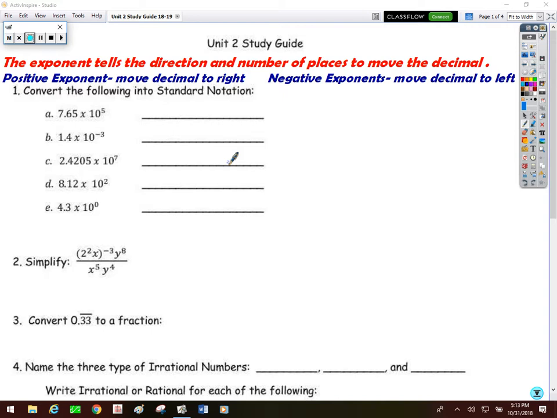Okay, remember we're going to look back over square roots, cube roots, converting decimals to fractions, solving exponents using our laws of exponents, and scientific notation, being able to multiply, add, divide, or subtract. But again, remember the good thing about it is you will be able to use your calculator. So let's jump into our study guide.